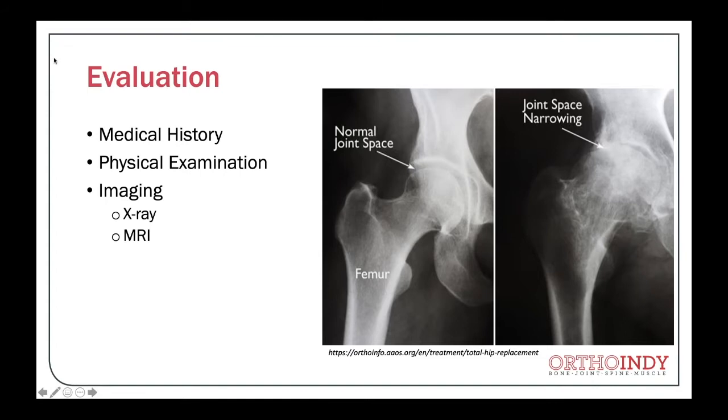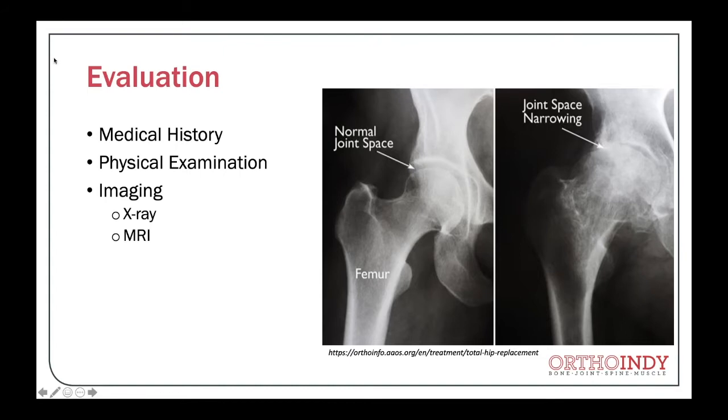We also oftentimes examine the spine, as this can often have overlapping and similar symptoms if you have underlying spine disease. X-ray imaging is always a part of the first evaluation, and this will confirm if arthritis is actually present. You can see here these two images.